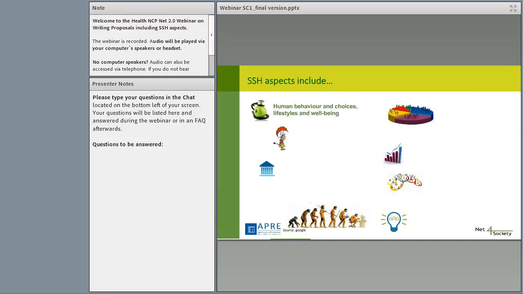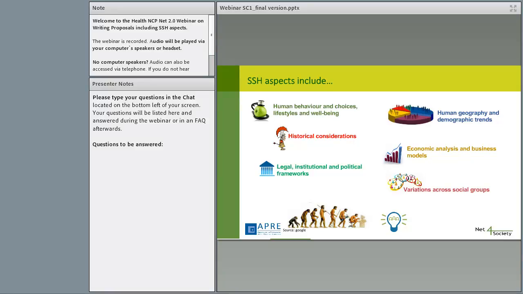So the SSH aspects include, for example, the human behavior and choices, lifestyles, and well-being, and also human geography and demographic trends, historical considerations, economic analysis and business models, legal, institutional, and political frameworks, variations across social groups, cultural and anthropological aspects, and the social innovation. This is not an exhaustive list. These are the most common SSH aspects that you can find, that you can face within the topics in Horizon 2020.